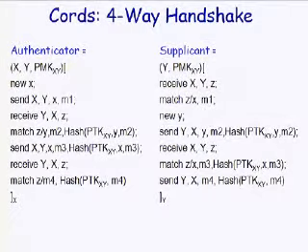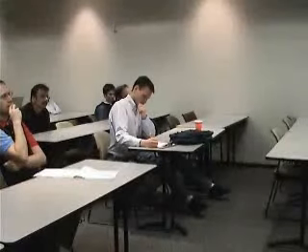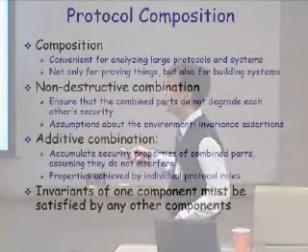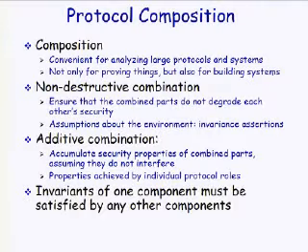Here is an example to show the code programs for the four-way handshake. This is the code program on the authenticator side. The authenticator side just does the following program. We consider the protocol to be just like the following program.